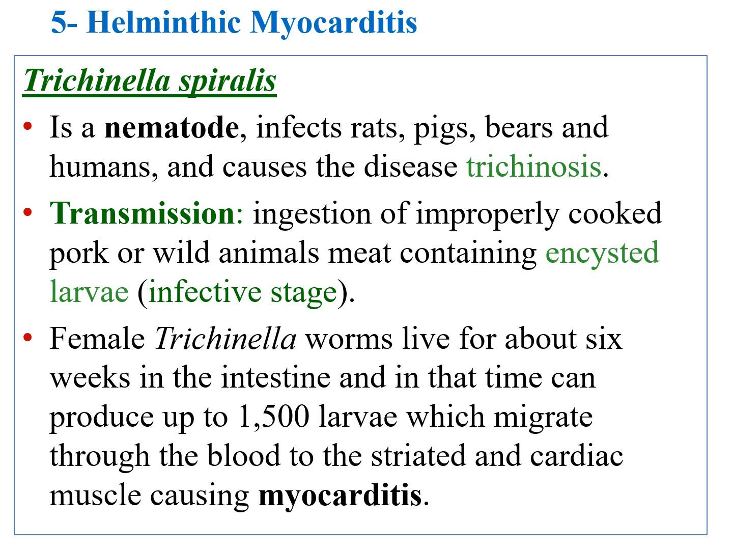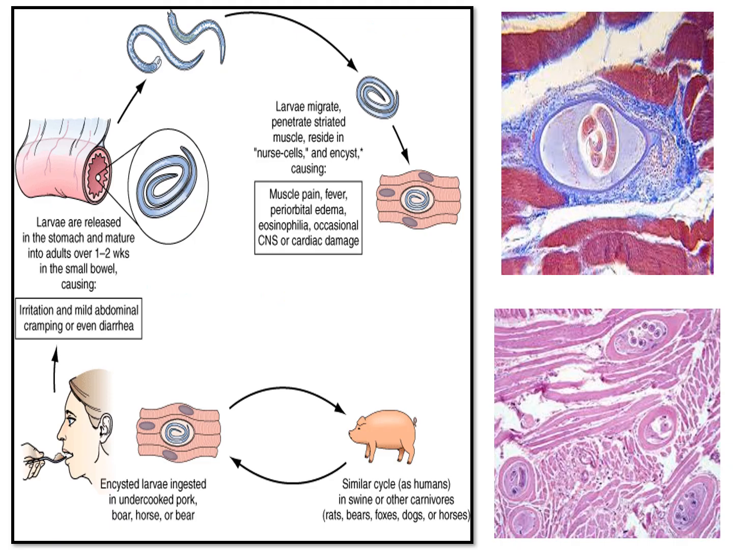Trichinella spiralis is a nematode that causes a disease called trichinosis. It is transmitted by ingestion of undercooked meat, usually pork or wild animal meat, that contains the encysted larvae, which is considered the infective stage. So someone ingests the undercooked meat that contains the larvae, and inside the intestine, the larvae come out of the cyst and become adults, males and females, and they mate, and then the female starts to lay larvae inside the intestine.